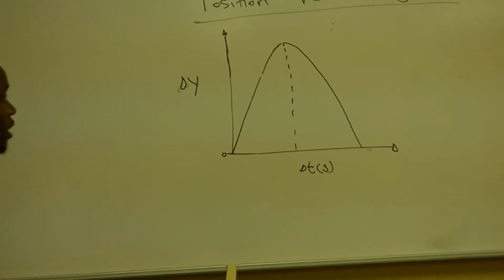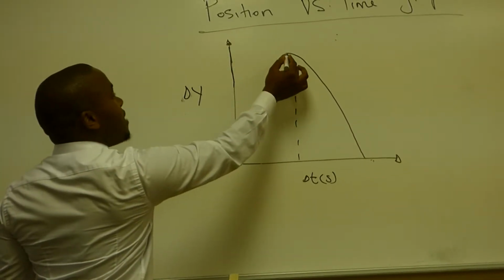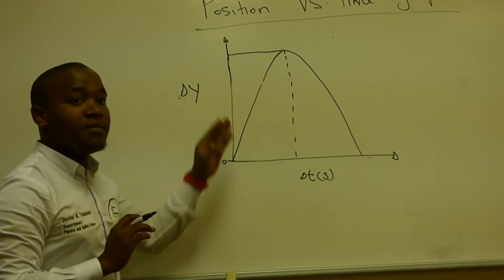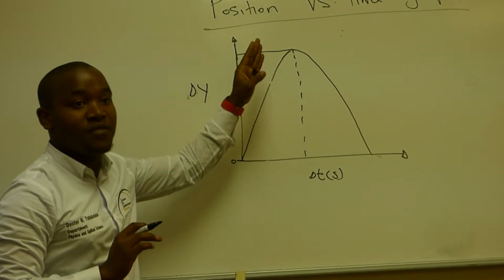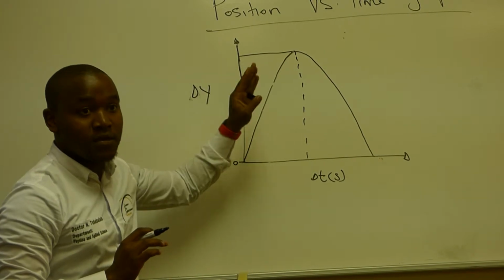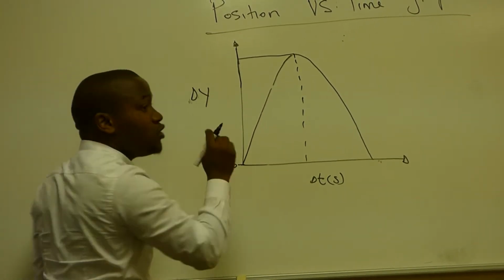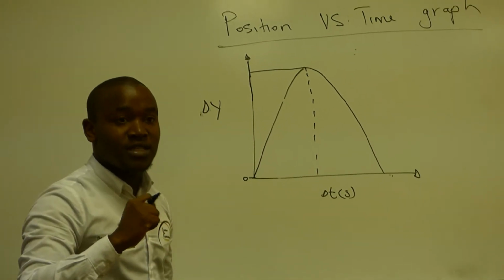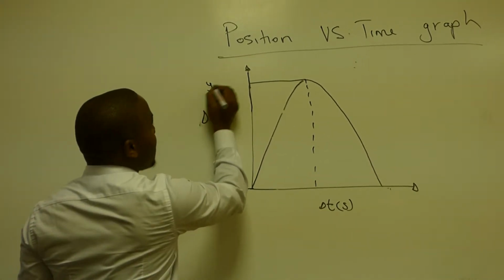Good. Now, this will be my maximum delta y. This will be my maximum position above the ground. Do you all understand? So I'll have y max. I don't want to use numerical values now. I'm going to use numerical values during my next example. So I'll call it y max.